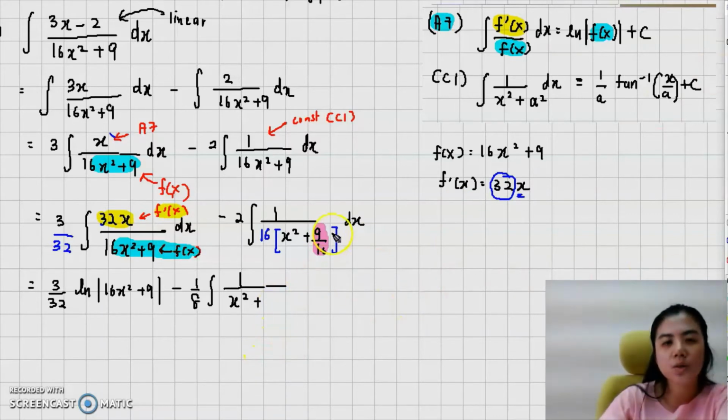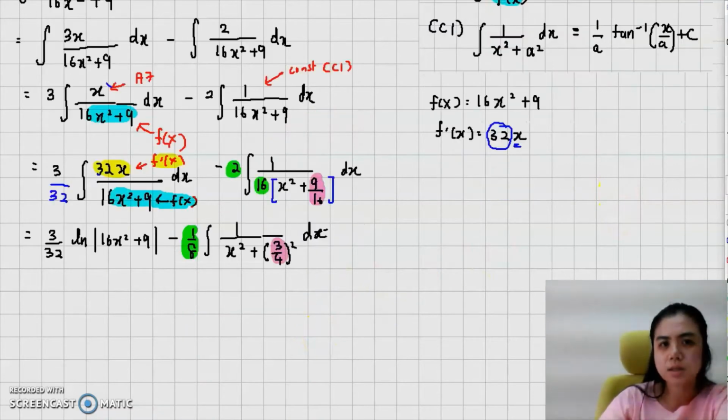So the square of 9 over 16, that is 3 over 4 power 2. This 1 over 8 is coming from 2 over 16. So this is the x. Let me push up a bit on this. Let's just continue to the next slide.